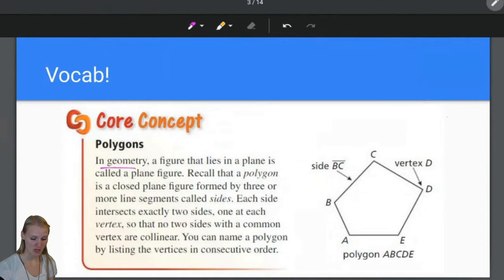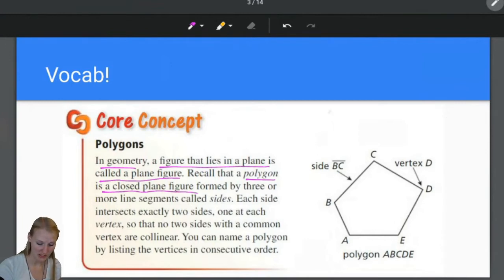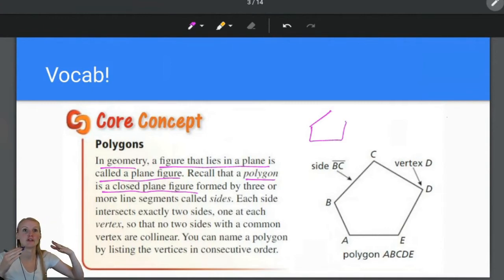In geometry, a figure that lies in a plane is called a plane figure. So it's all in one plane. It's like on a sheet of paper. It's not three-dimensional. It's two-dimensional. A polygon is a closed plane figure. What closed means is you can't have a shape like this. This has an open side I could pour water into. You don't want to pour water into your polygons. Your polygons need to be closed, so all the sides are connected. You can't have two sides that just aren't connected.